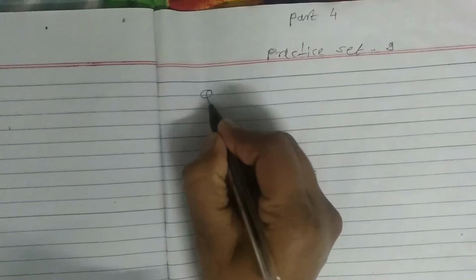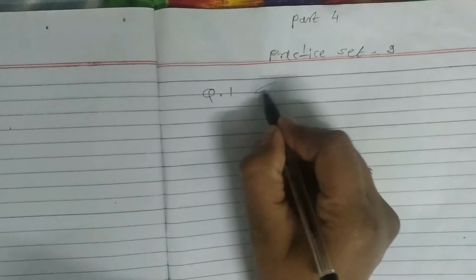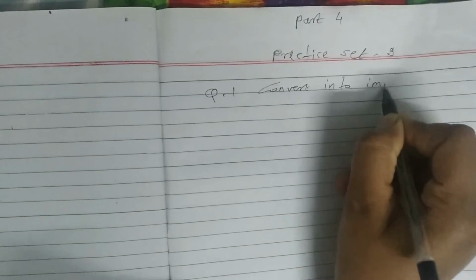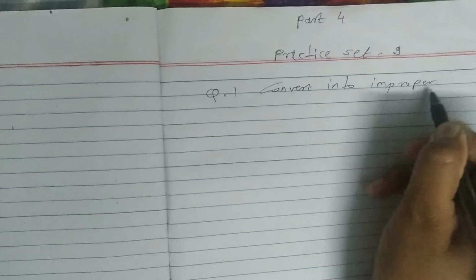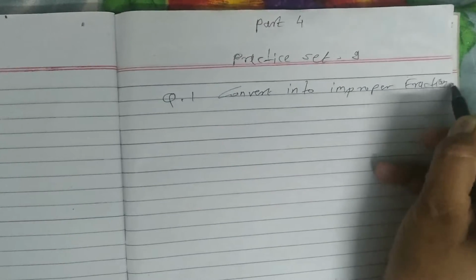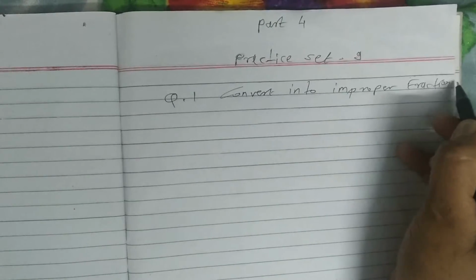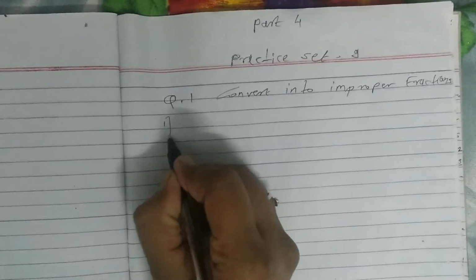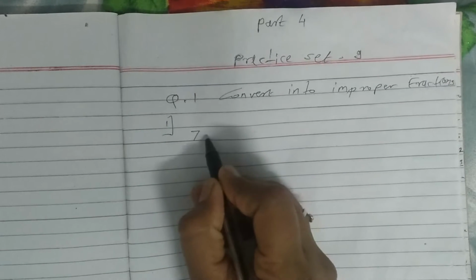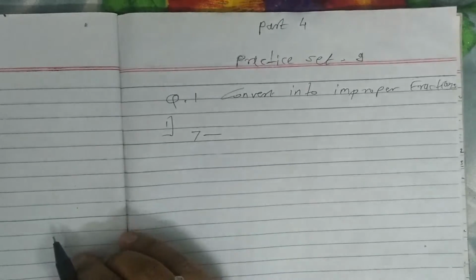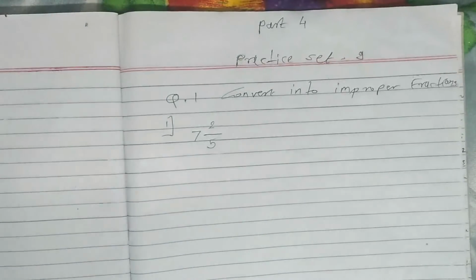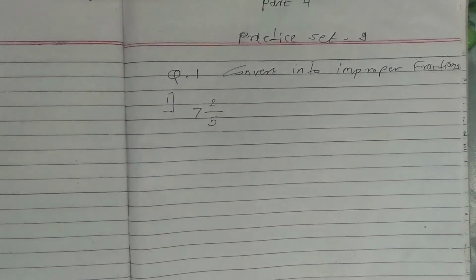So see students, for the solution, question number one: convert into improper fractions. So first example, how to read it? 7 is a complete number, so say 7. At the center of 7 you have to give this line: 7 and 2 upon 5. I'm taking this question from the textbook only, students, page number 22.